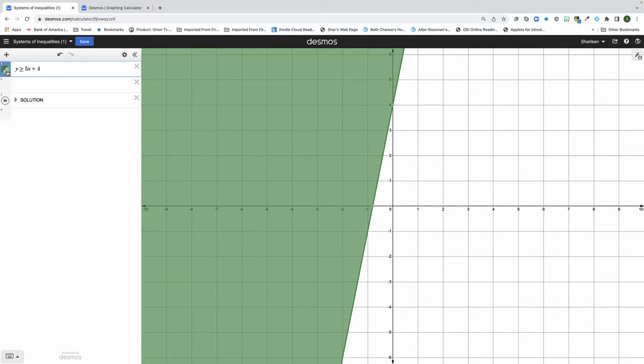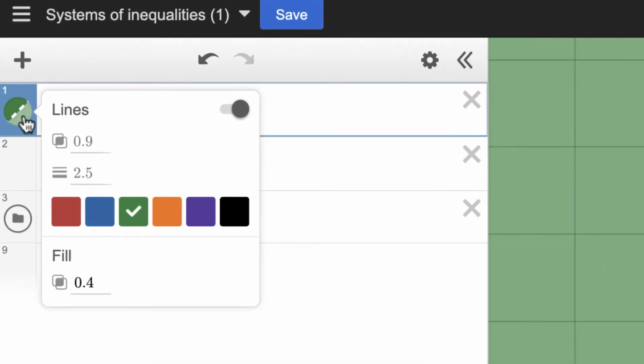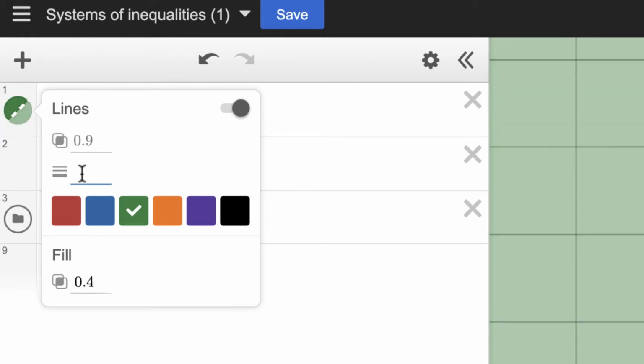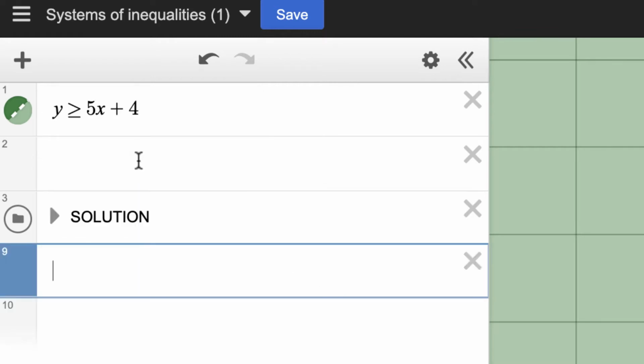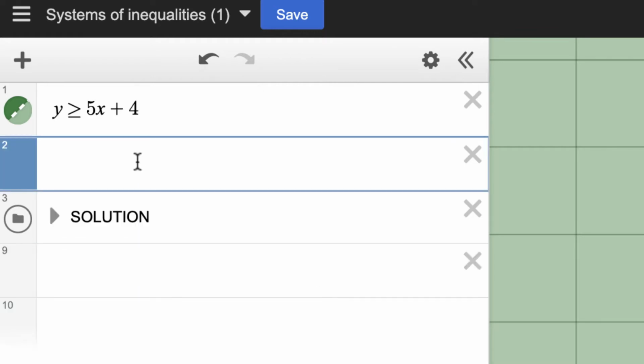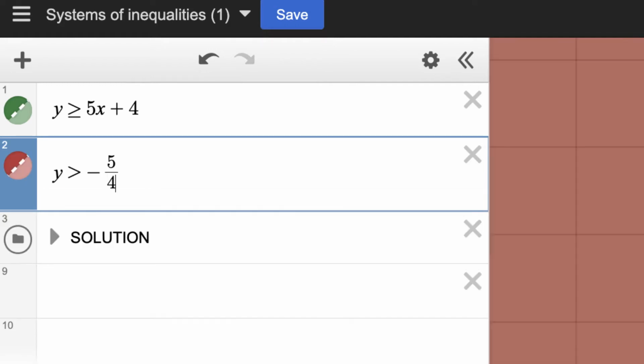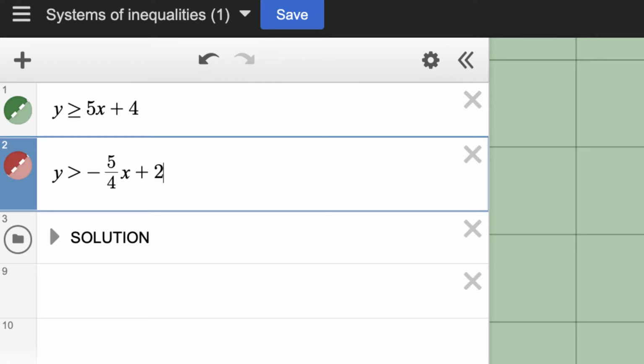If you want to change the color or the type of line, just click and hold on the circle, and then you can change the thickness of the line, the fill color, or the fill. So I'm going to make this a little bit darker, and I'm going to go with an 8-point line. And then let's type the second inequality. So y is greater than negative 5/4 x plus 2. And it graphed this one in red for us.